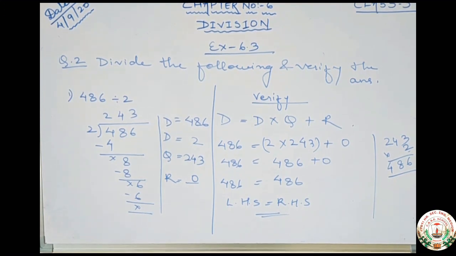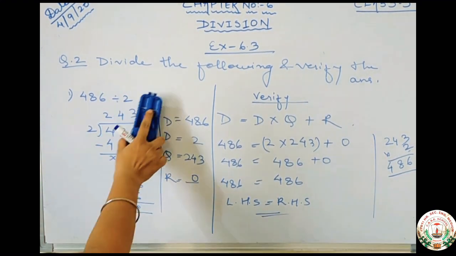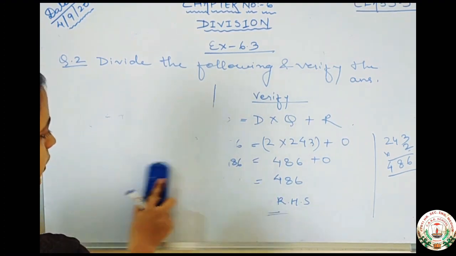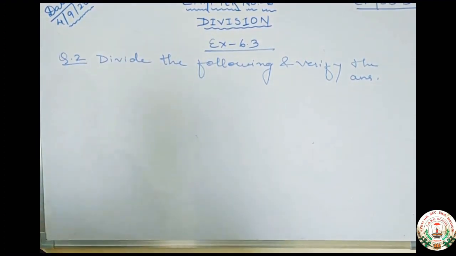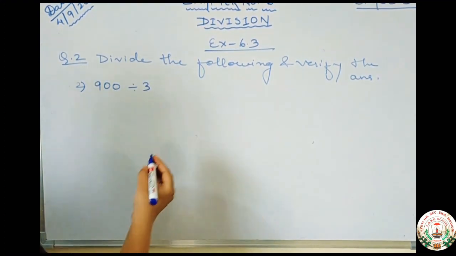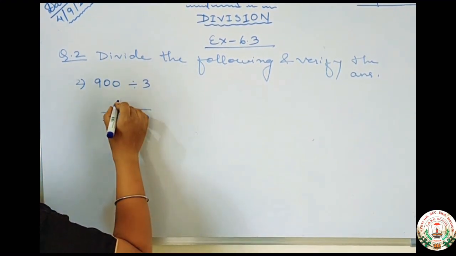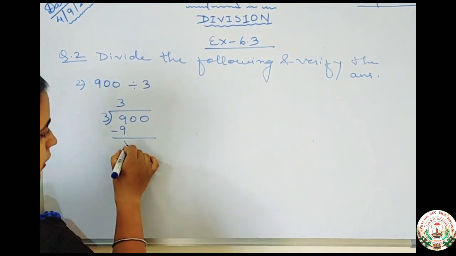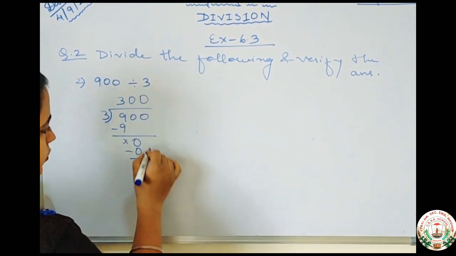Okay. Now moving on to question number 2. Next question is 900 divided with 3. First we will divide and then we will verify. 3 with 900. Okay. 3 3s are 9. Minus it 0 0. 3 zeros are 0. Minus it again 0. 3 zeros are 0.